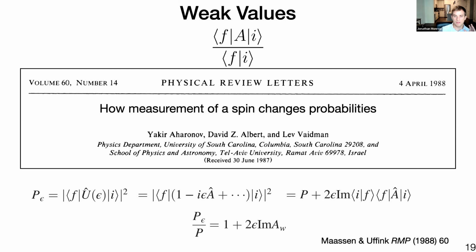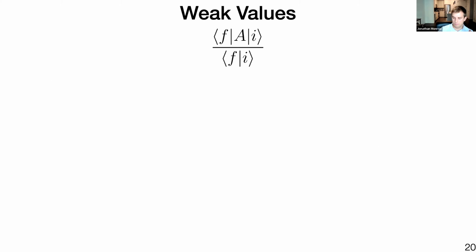The point I want to make is that this weak value is really just a sort of post-selected and shifted probability distribution, and so it's not as perhaps surprising as maybe it was originally conceived as. Anyway, let me just try to quickly go through this. So here's the details of how we've actually measured this weak value.